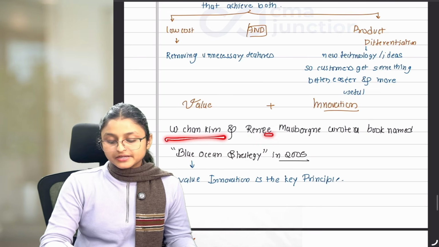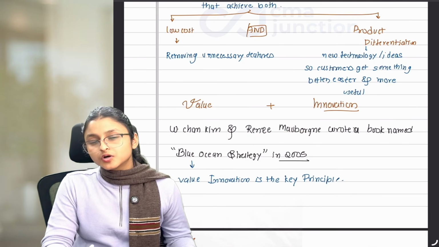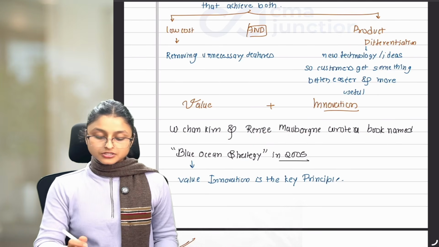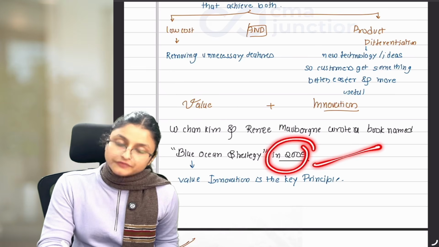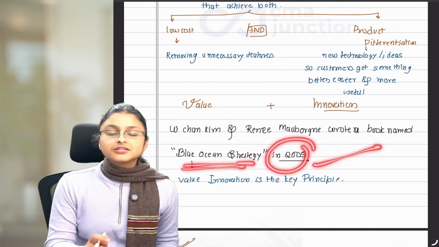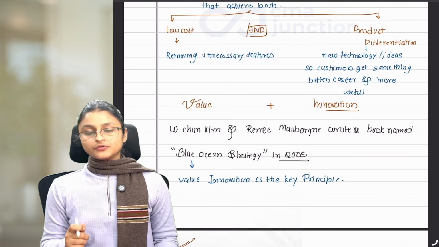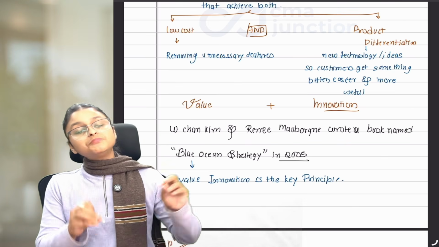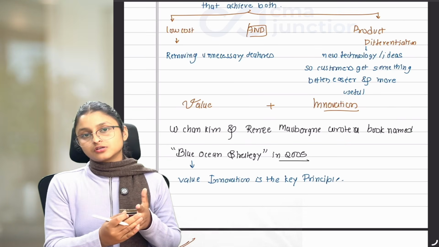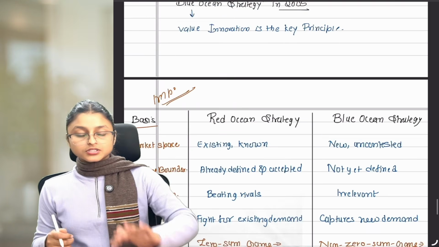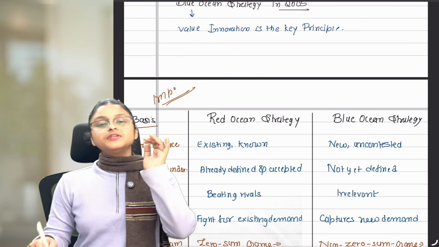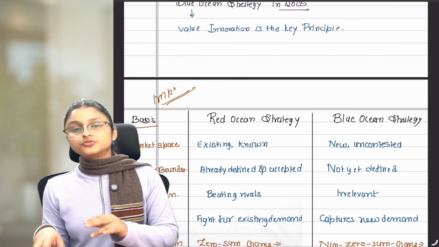W. Chan Kim and Rene Mauborgne also wrote a book named Blue Ocean Strategy, which they wrote in 2005. Now, Blue Ocean Strategy's key principle is value innovation. Blue Ocean Strategy is completely dependent on value innovation. Now, let's understand what is Blue Ocean Strategy. For that, we are seeing the difference between Red Ocean and Blue Ocean Strategy.